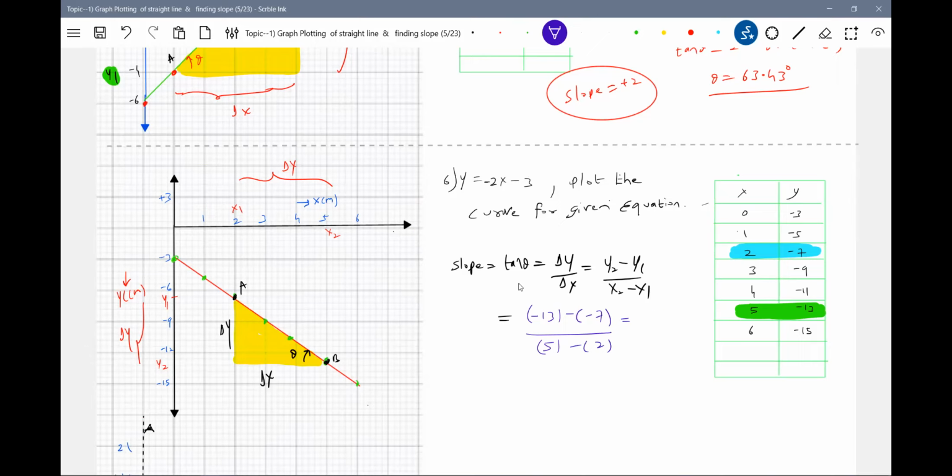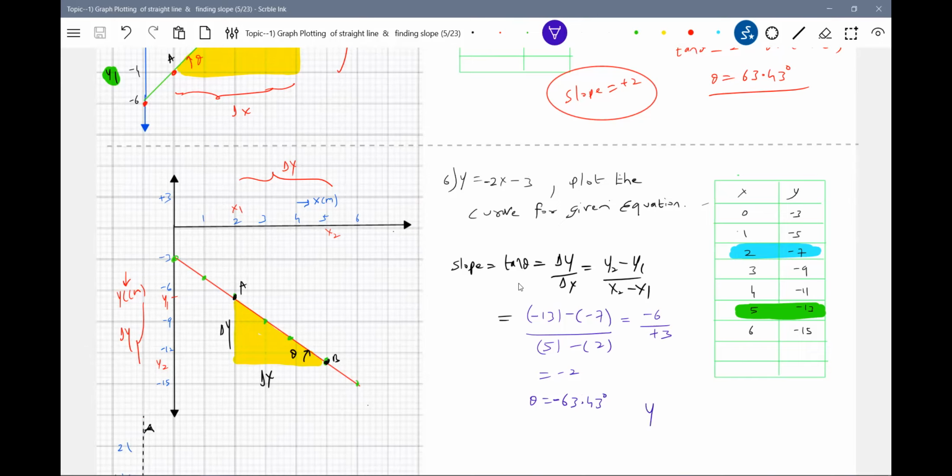Sorry. Minus 13 plus 7 will be minus 6. 5 minus 2 will be plus 3. So this will be slope minus 2. So even you can calculate the negative slope, you can see clearly. And tan theta value, so theta is equal to how much? Minus 63.5 degrees. Negative you have to put it, because theta you're going to measure in the opposite sense. Tan theta equals minus 2, so theta will be minus 63.43 degrees.